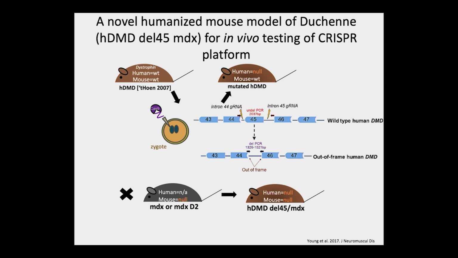So to really start to address the CRISPR in vivo, Courtney developed a novel humanized mouse model, which we call human DMD del45 MDX. And so she actually took an available human DMD mouse that was made originally in the Netherlands, and we mutated this. So this has a human dystrophin gene, and we mutated this with CRISPR and generated an out-of-frame human DMD. So now we have human dystrophin out of frame. We crossed it to the MDX, or the more severe model of Duchenne, MDX-D2, to make the del45 MDX mouse model.